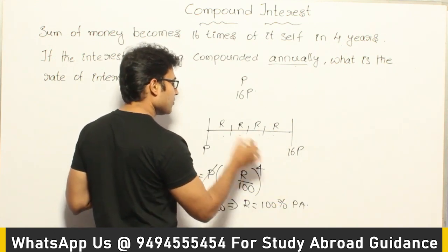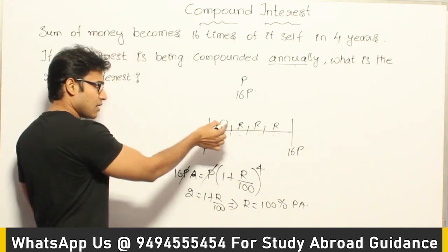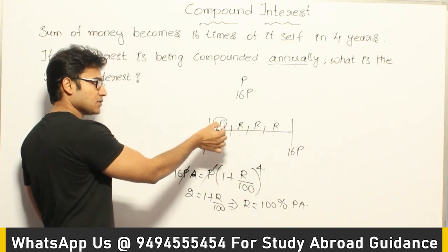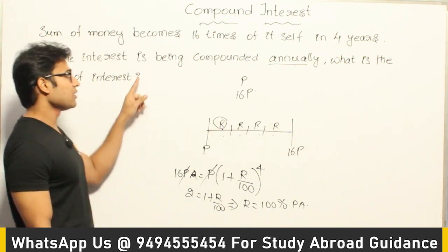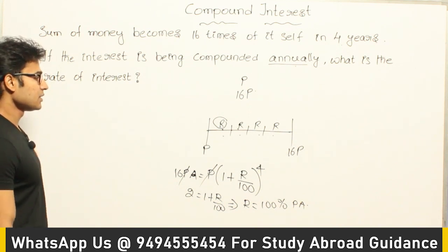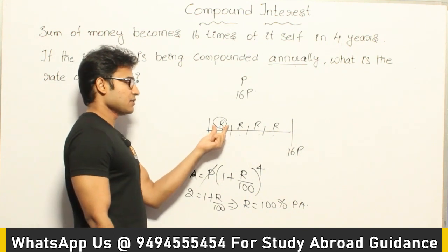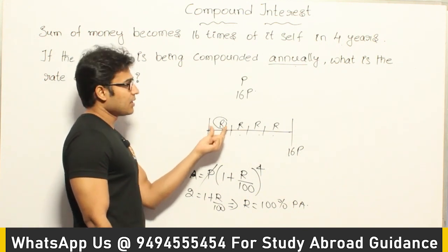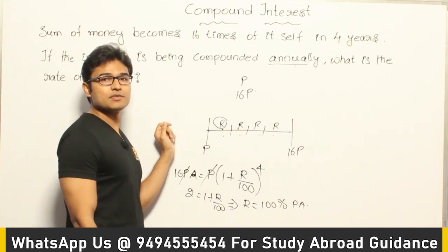Why per annum? Because that is what we have assumed here, right? So we have to assume only R as the rate of interest per slot, and in this case this slot happened to be per annum. So the rate of interest per annum is going to be 100. So what is the meaning of it? If you are going to have the rate of interest as 100% per annum, then by the end of 4 years it is going to be 16 times the actual amount.